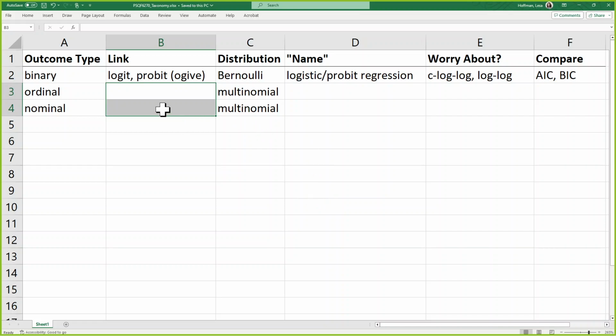For ordinal, there's a word that comes before logit or probit. It starts with a C. It's based on the idea that the submodels that we build to predict an ordinal outcome use all of the categories. So like 0 versus 1, 2, 3, 4, 0, 1 versus 2, 3, 4, 0, 1, 2 versus 3, 4, 0, 1, 2, 3 versus 4. Cumulative, yes. Cumulative logit or probit.